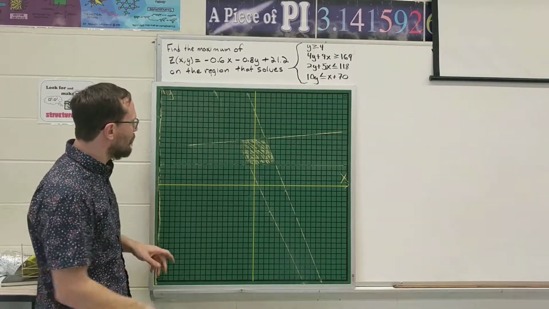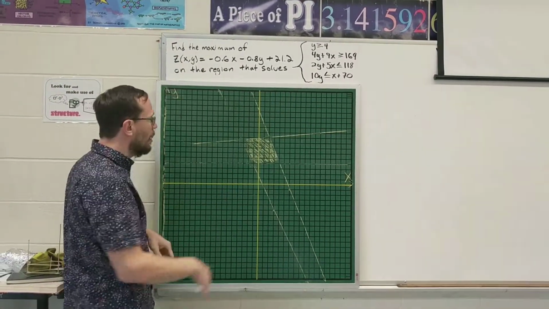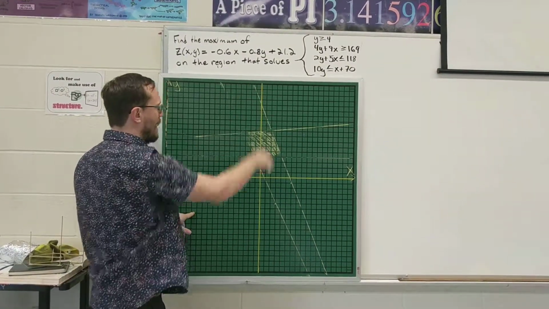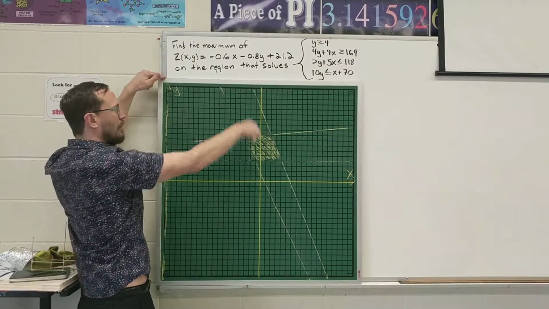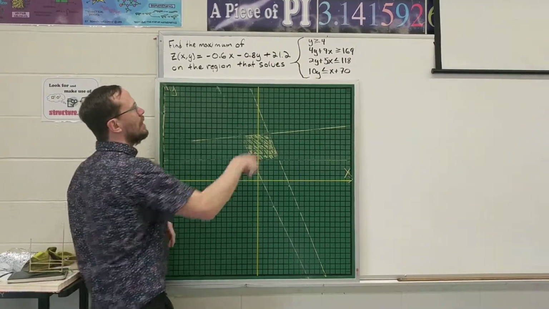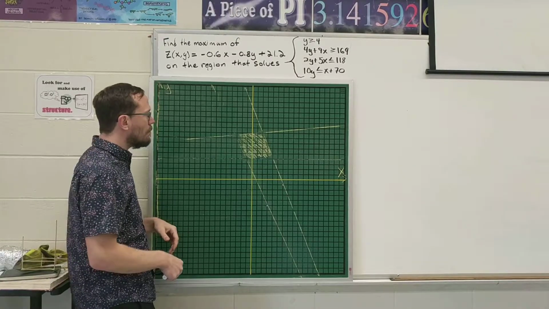Here's the graph of the system. To be able to fit this graph onto the board, I had to switch my axes up a little bit. This is no longer the y-axis. I moved the y-axis over to here, so ignore this. Y-axis, x-axis. And then we've graphed the region that satisfies that system.